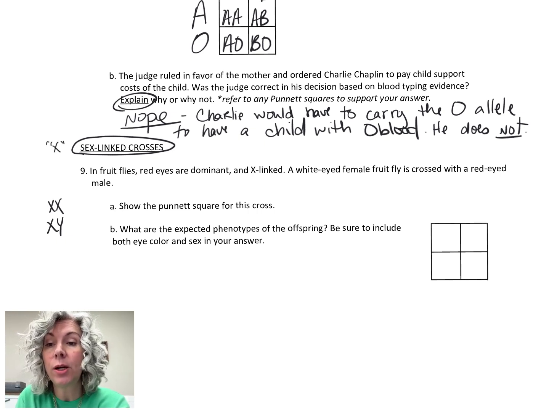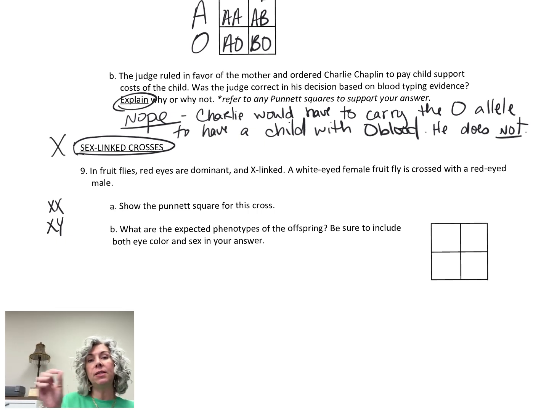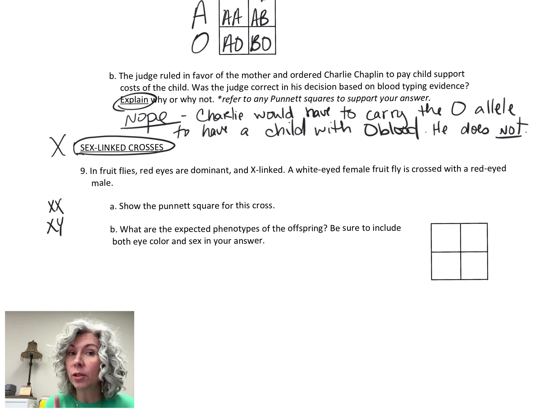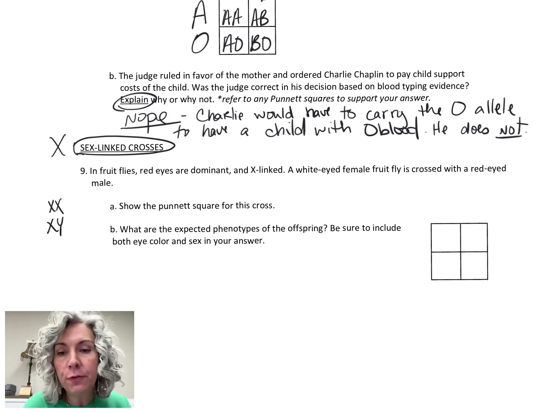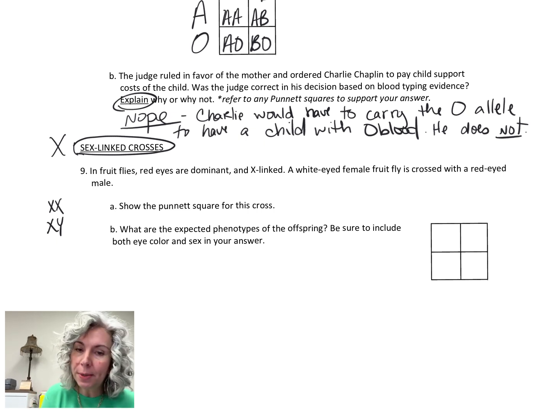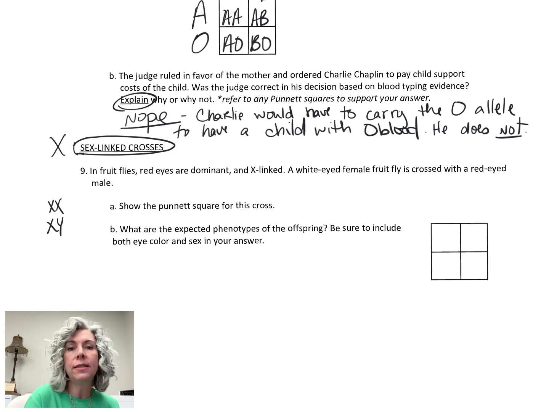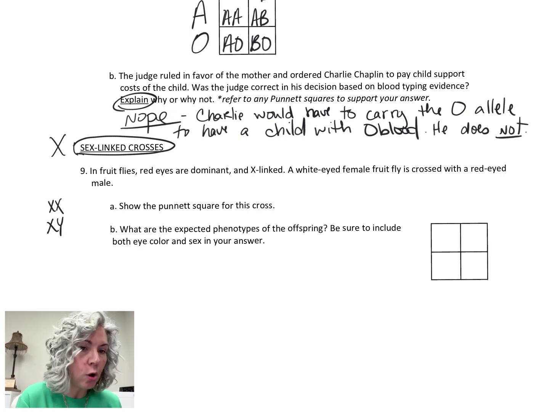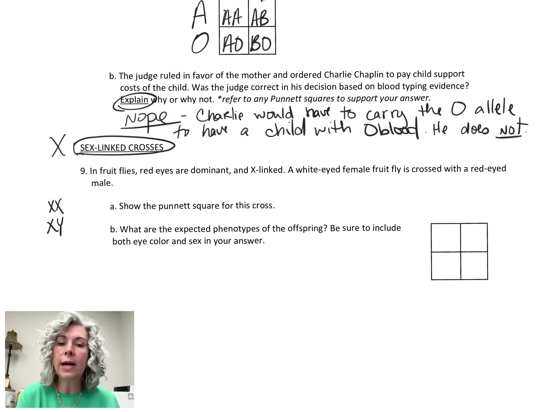That handwriting is terrible. I'm just going to put a gigantic X. Sex-linked means it's on the X. It's not on the Y. Number 9, in fruit flies, red eyes are dominant and X-linked, which means they're sex-linked on that X chromosome. A white-eyed female fruit fly is crossed with a red-eyed male. Show the Punnett square and then answer the question.